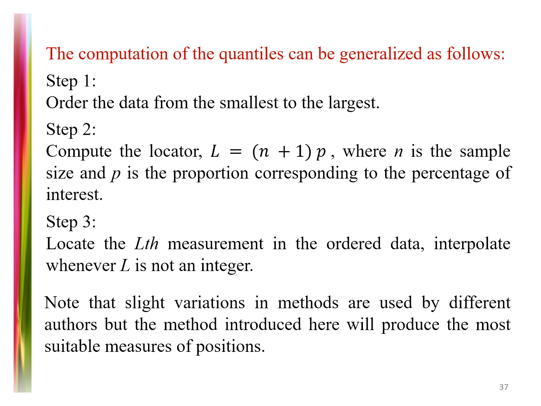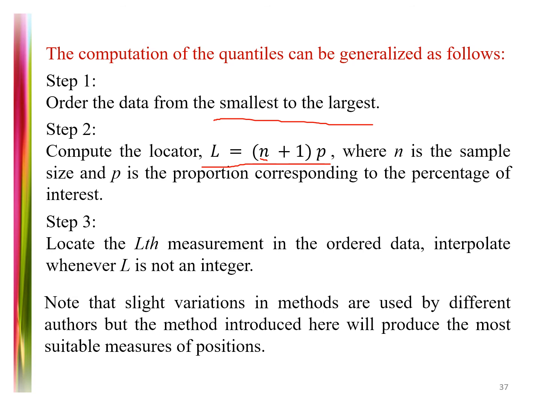So first step, you have to arrange the data in increasing order. That means you have to rewrite the data from smallest to largest. Suppose you have already arranged the data in increasing order, so you can ignore step 1. Next, compute the locator. Usually we denote this locator as L. It is (n plus 1) times p, where n is the number of observations, and p is the proportion corresponding to the percentage of interest.